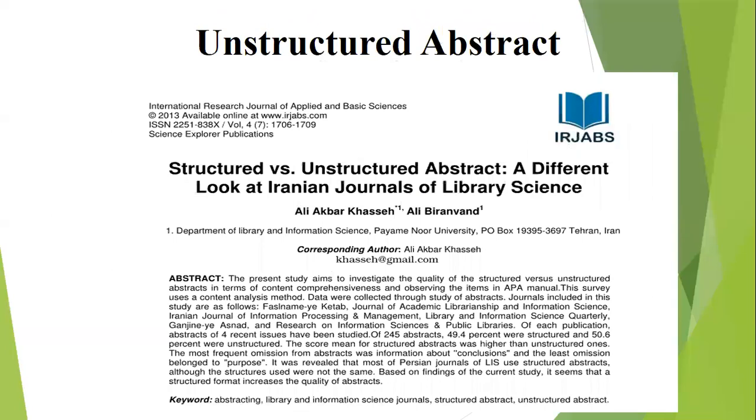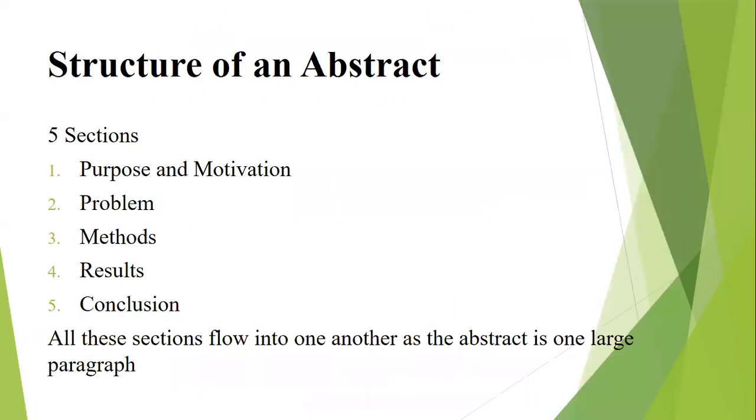When discussing the unstructured abstract, you cannot see topics divided in the abstract. As you can see in this example, it is only the abstract, with no topics such as aim and objectives, methods, conclusion, or results. And of course, you have to include the keywords in a structured or unstructured abstract.